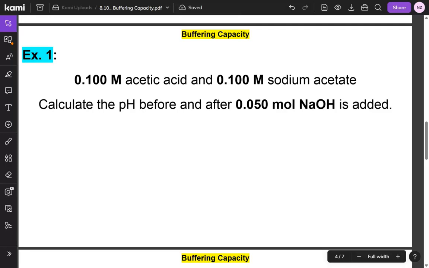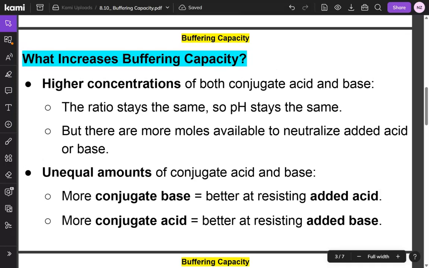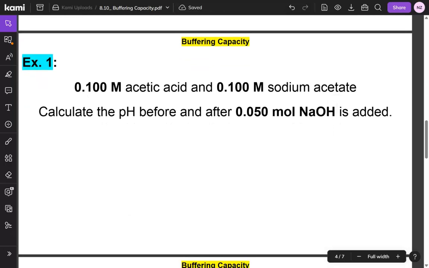So let's look at an example. It says you have 0.1 molar acetic acid and 0.1 molar sodium acetate. So this is that first scenario where we have an equal amount of acid and base. Calculate the pH before and after adding 0.05 molar NaOH.